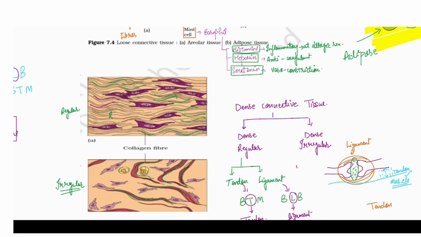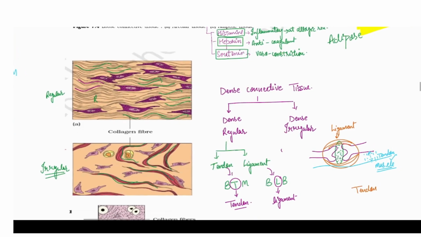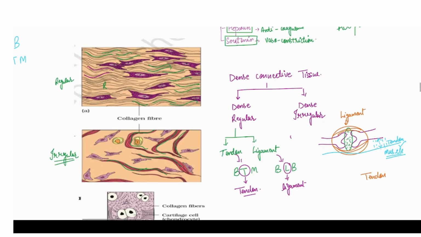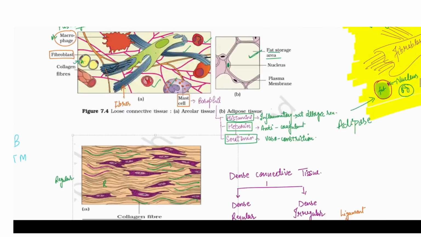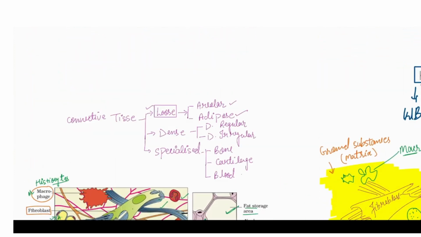Okay, now let's see the next term, that is the specialized connective tissue. Dense regular and irregular we have seen in the dense connective tissue, and loose also. Dense regular and irregular we will see in the pattern of the skin.